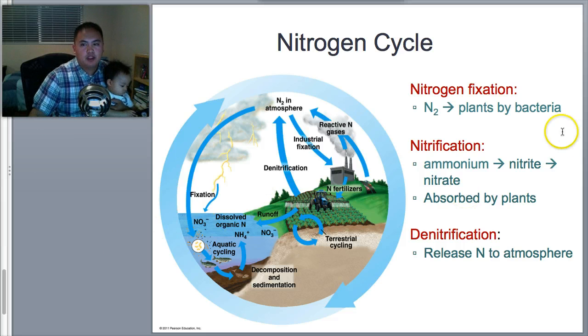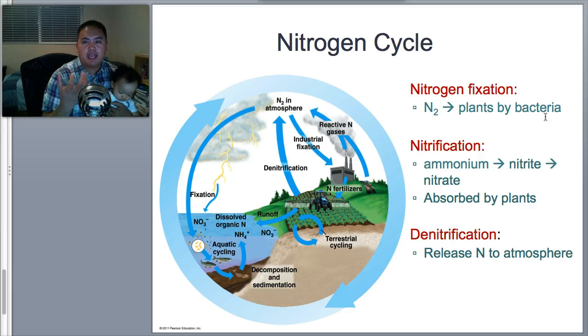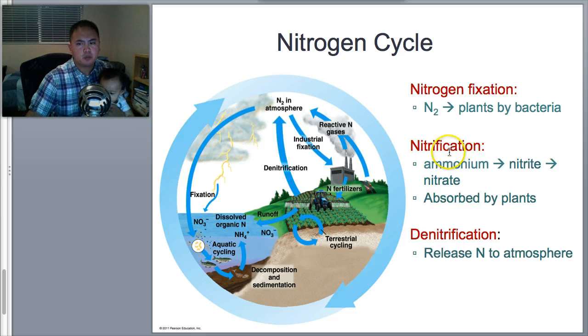There are plants that can fixate nitrogen. Oh, legumes, like beans and stuff like that. Those types of plants, they can take nitrogen from the air and turn it into something that plants can use. So it has to be a plant that has bacteria on it. Then they do something called nitrification.